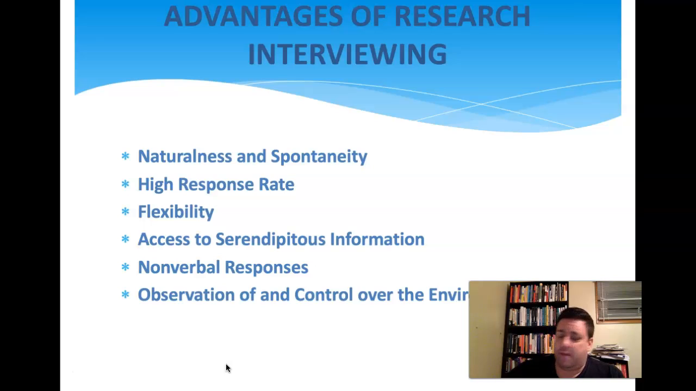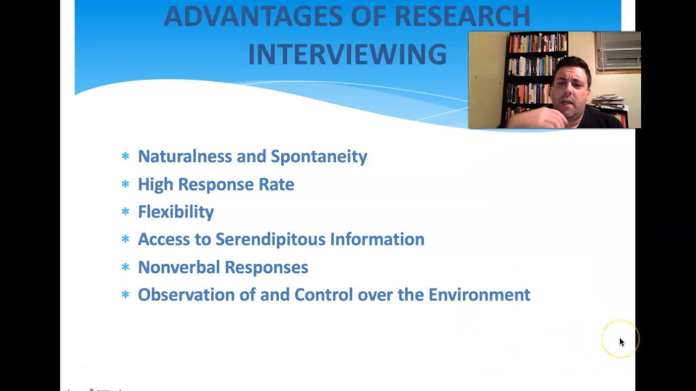There are lots of advantages of research interviewing. And let me put myself up here for a second. So there's a certain organicness and genuineness, naturalness, spontaneity. You tend to get good response rates because you set up an appointment with someone. Like, hey, can we get together Friday at 3 o'clock or something like that? It's very flexible. In the interview, you get access to lots of information, like nonverbal information, and of course you get access to serendipitous information, things that people remember all of a sudden, that they might not necessarily remember in a survey.